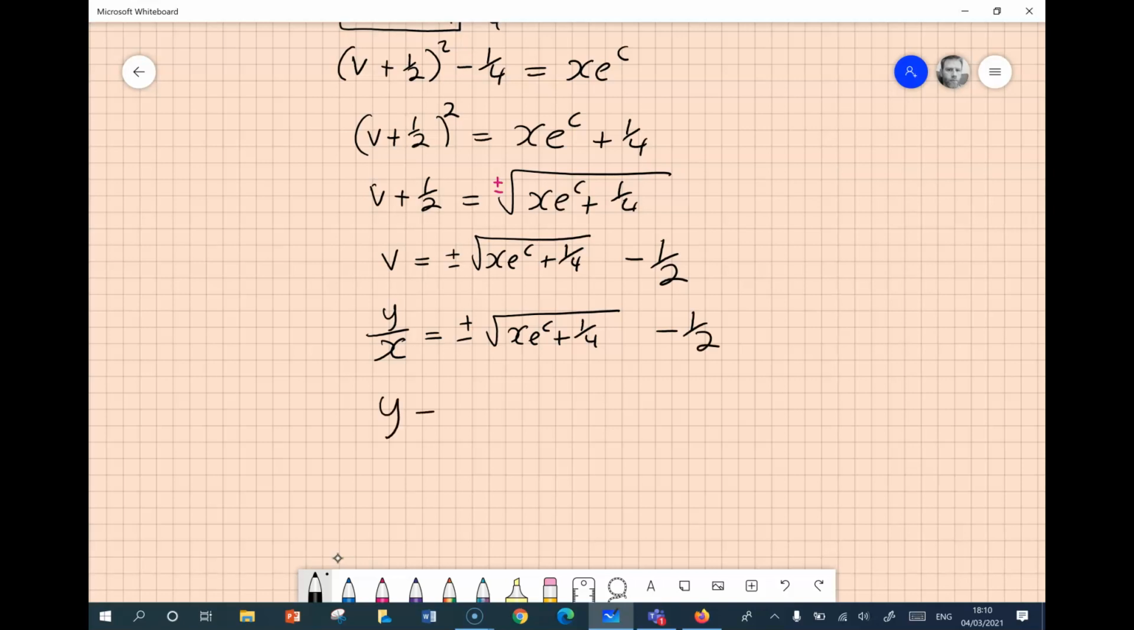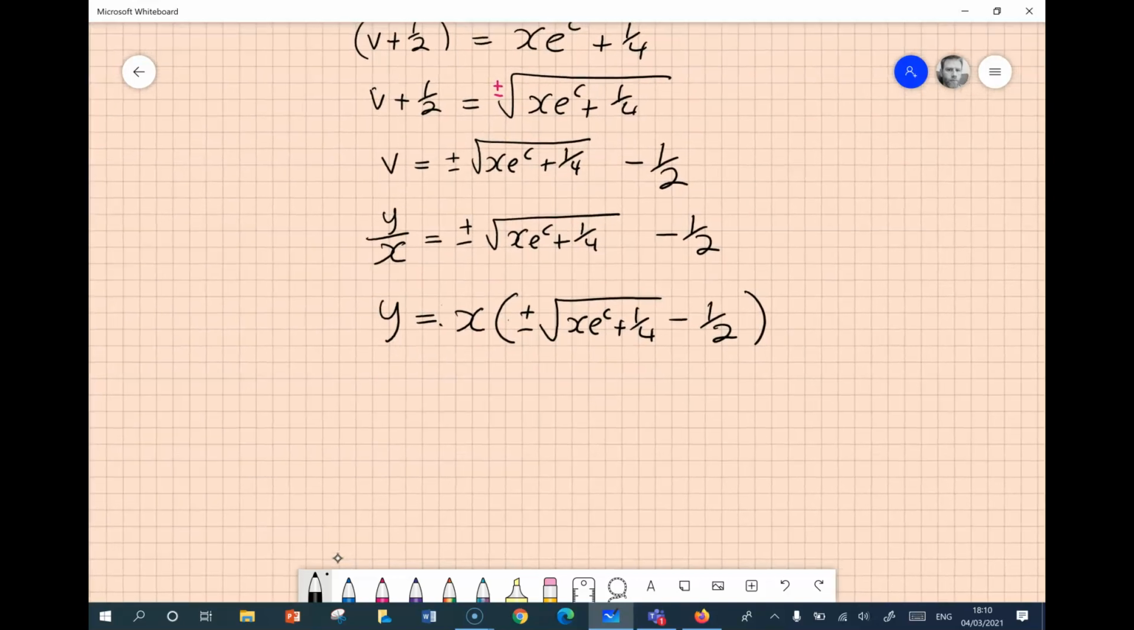So I want y on its own, so that x is going to go over to multiply. So it'll be plus or minus, and actually, let me think, I'll rewrite that, it makes it look a bit messy. It'll be x times the positive or negative square root of x e to the power of c plus a quarter minus a half. Now you need to write that as 2 solutions, so write it as x times the plus square root of x e to the power of c plus a quarter minus a half, and x times the minus square root. Now remember, this plus and minus only applies to the square root. That minus a half will stay a minus a half, but present your 2 answers separately then.